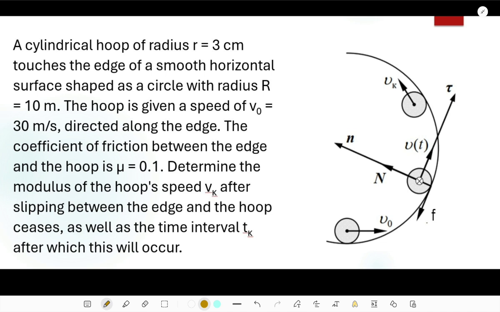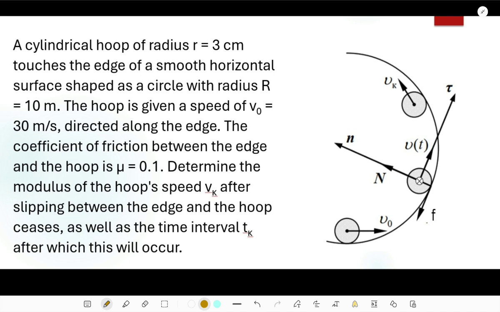I want to tell you, you are doing all these experiments on a table. The table is smooth, but on the table you put a circular barrier like this, and that barrier is rough. So the edge of a smooth horizontal surface is shaped as a circle with radius r. The statement is a bit confusing. With radius r equals 10 meters, the hoop is given a speed of v0 equals 30 meters per second. Its initial speed is given.